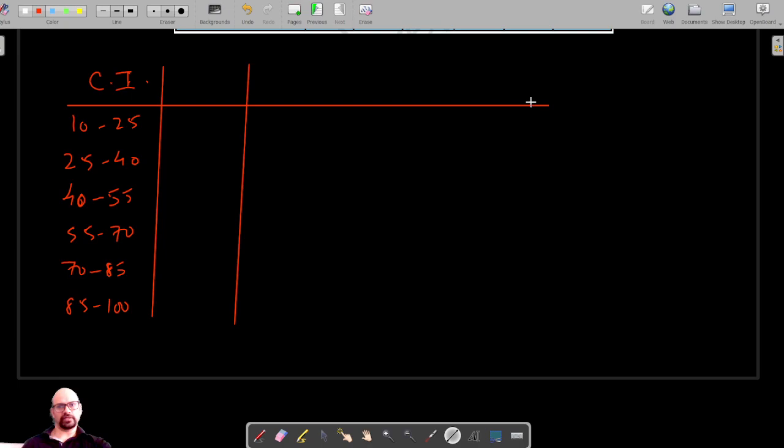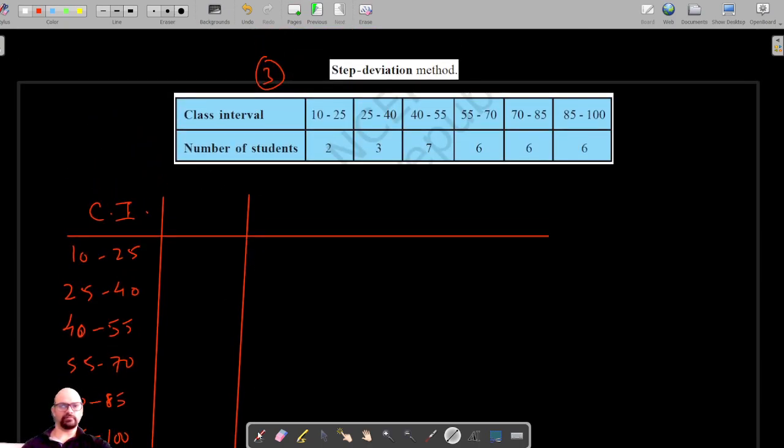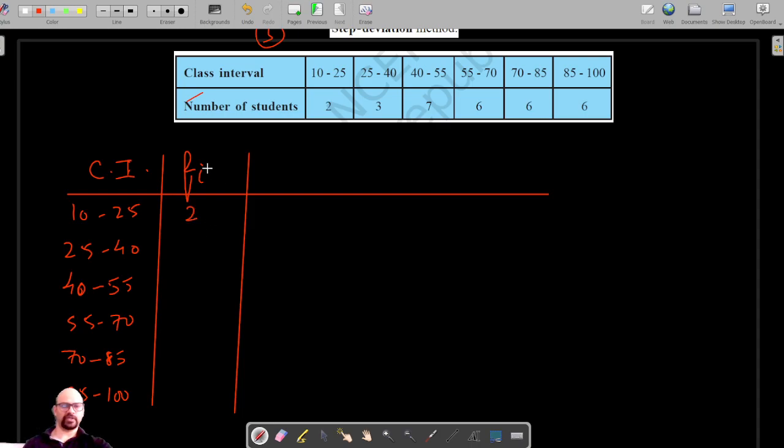And let's now write down the frequency, that is the number of students, which gives us the frequency fi. So i is the frequency of the first class interval, second, third, fourth, fifth, sixth, and so on: 2, 3, 7, 6, 6, and 6.